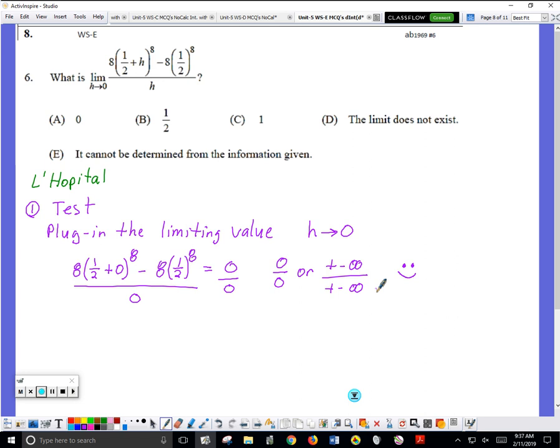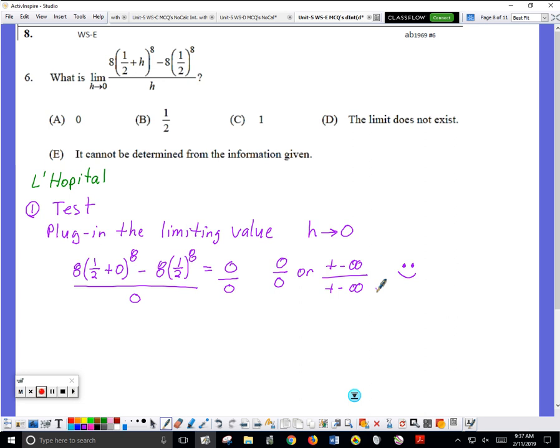Look, one of the answers here is the limit does not exist. In our class, that's never the answer just because you can't find the answer. This is only the answer if the left and right limits aren't the same. So don't be marking this just because you're like, I don't know. That's likely not the answer.